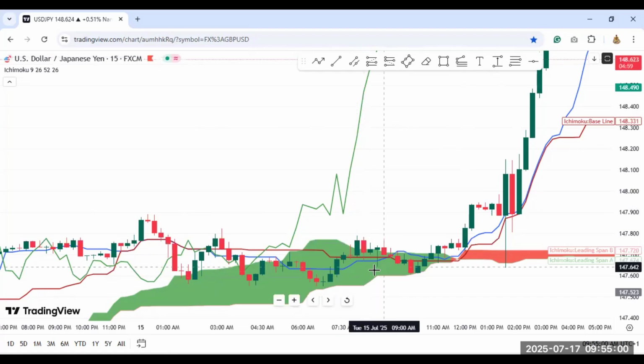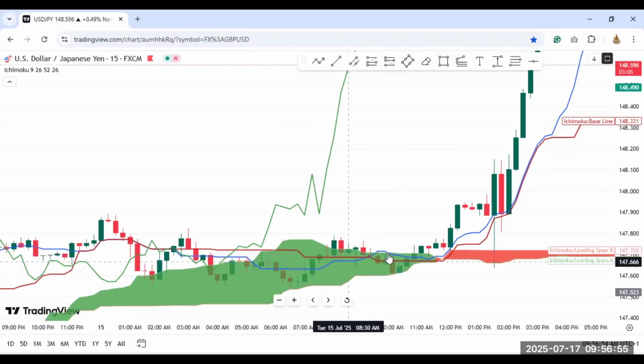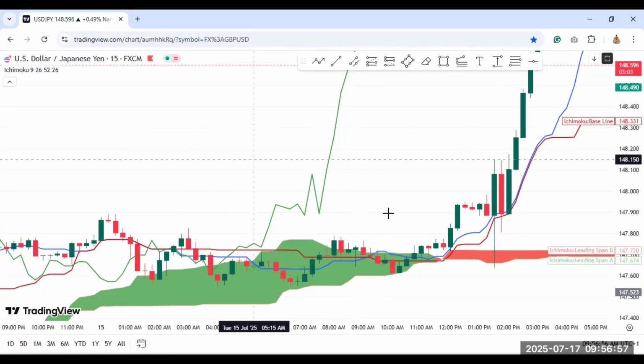So the cloud ahead of this bullish candle that closed above the cloud, we expect that the cloud after that candle should be green. If the cloud is red, we are not going to take the setup. We will only take the entry when all of these conditions are met.